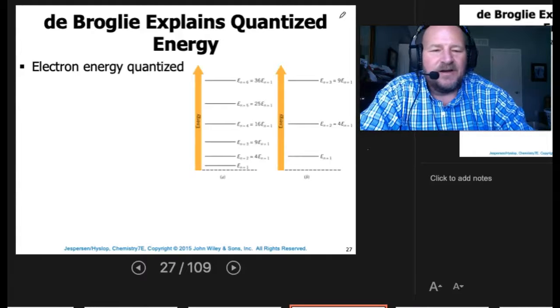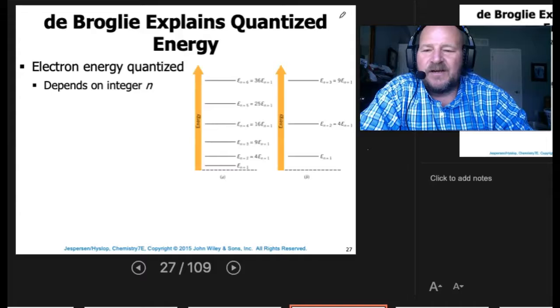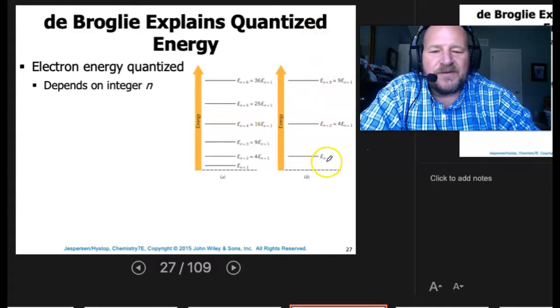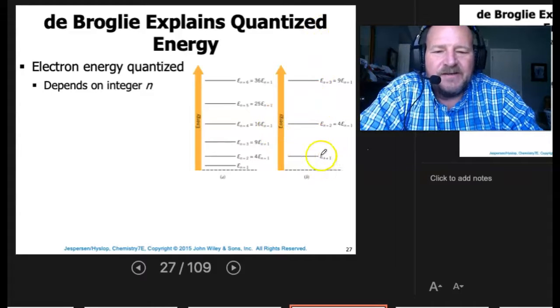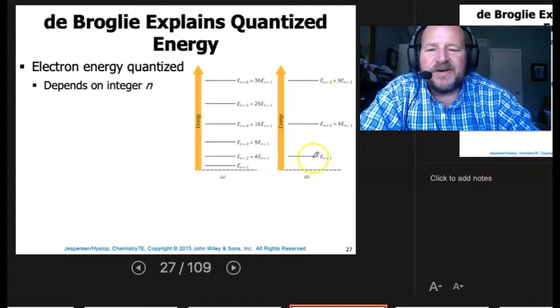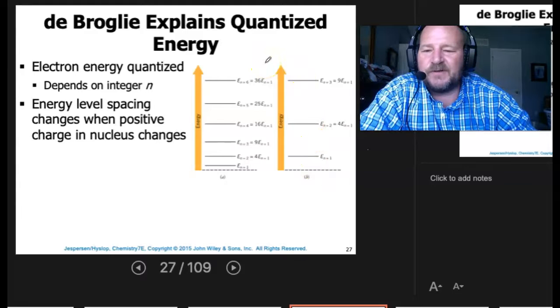So, small writing here. It's going to depend on an integer of n. So again, we're still going to worry about this quantum n. So E equals n equals 1, n equals 2, n equals 3. So as we go up in energy, right, he starts giving values for it.